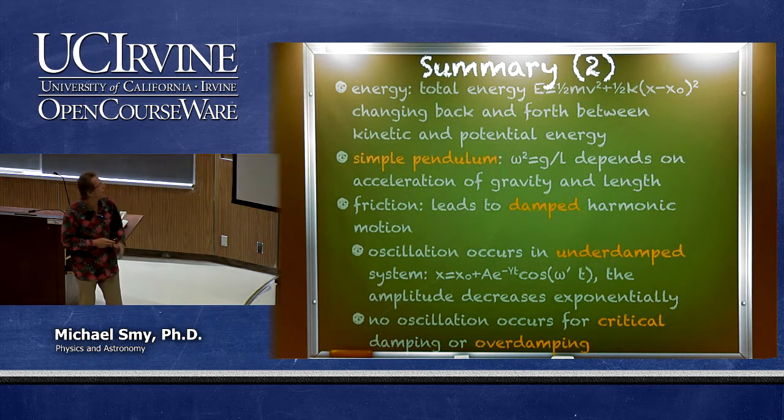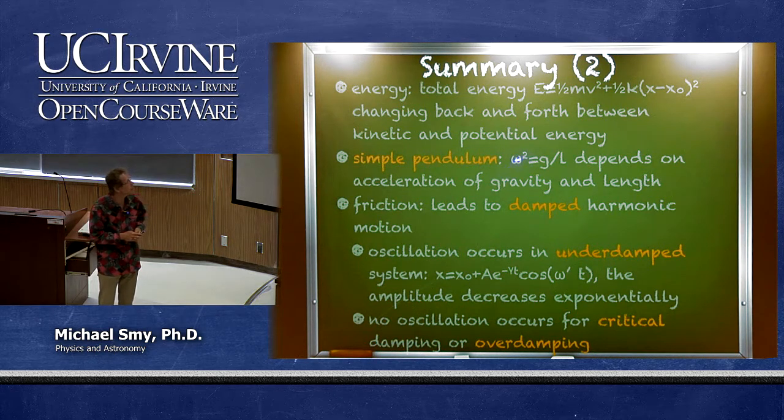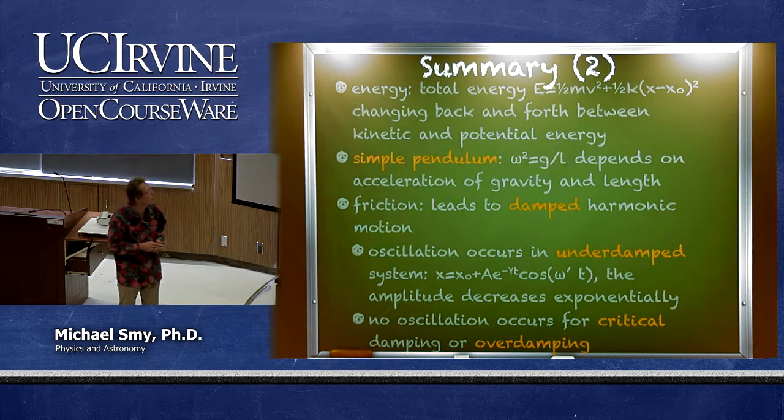Another system that undergoes simple harmonic motion is the simple pendulum. There the angular resonance frequency, omega squared, is given by the ratio of the constant of gravity over the string length, and it does not depend on the mass.